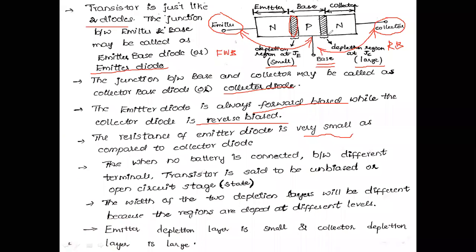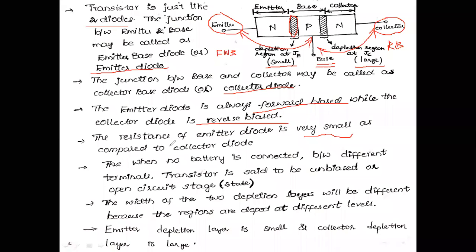It is going to be large. That is the meaning. Why? Because this region is in forward bias condition, therefore the flow of current is very high and its resistance is very small, whereas in this region the flow of current is very low and its resistance is going to be high. There is an opposition to the flow of current in the reverse bias direction, therefore its resistance is large. That is the point given here.